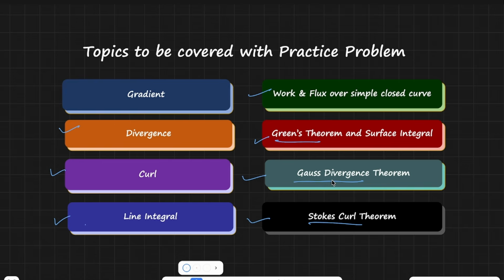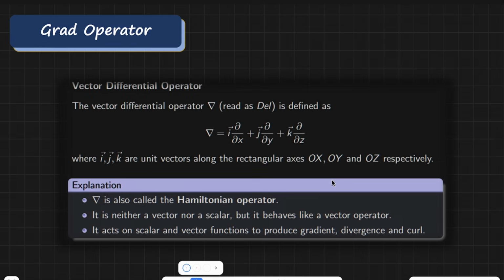So let's begin with the very basic topic, that is the gradient. Before going to the gradient, we will first see what the gradient operator is, what the meaning of this operator is, and what its physical significance is, and we will solve a lot of problems. In my view, when you solve a lot of problems, that helps you understand the varieties of questions and the flow of the question, how the question will be asked in your exam. Let's begin with the gradient operator.